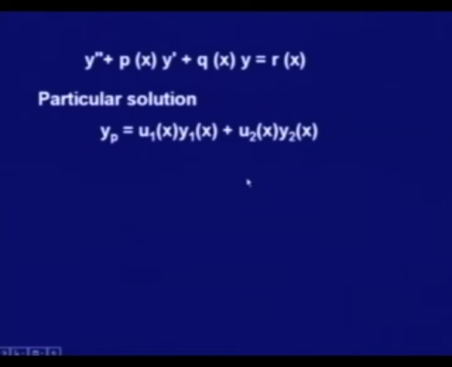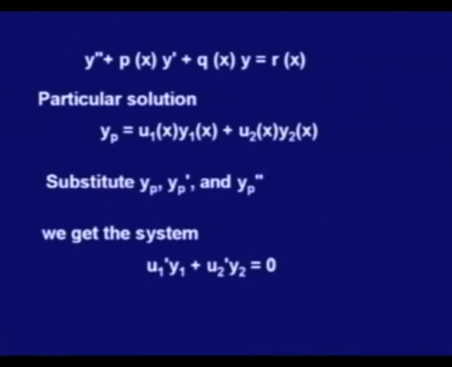For this, we are substituting yp' and yp'' in the given equation. When we substitute, we also use the condition that y1 and y2 are solutions of the corresponding homogeneous equation. Doing all this, we can find u1 and u2 as the solution of this system: u1' y1 plus u2' y2 is equal to 0, and u1' y1' plus u2' y2' is equal to r(x).